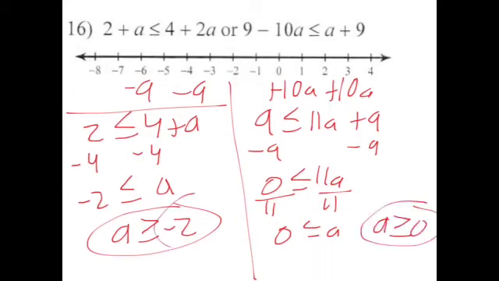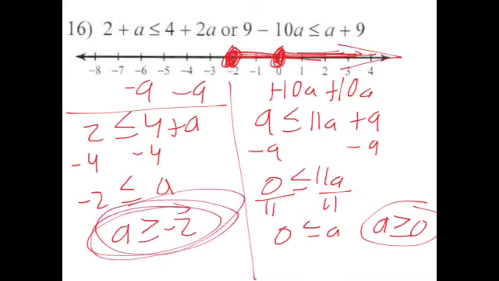So now if I put a circle at both these numbers, negative 2 and 0, I can fill them both in because it says or equal to on both my inequalities. I need a to be greater than or equal to negative 2, and I need a to be greater than or equal to 0, which is to the right. And so really on my graph here is everything to the right of negative 2. So a greater than or equal to negative 2 would be all your answers.